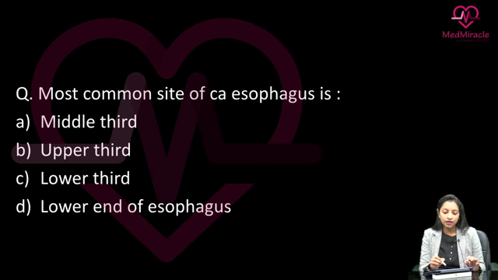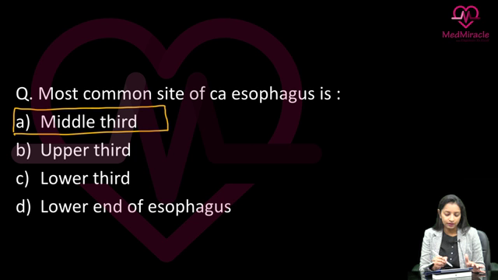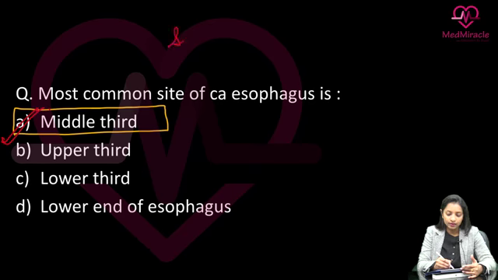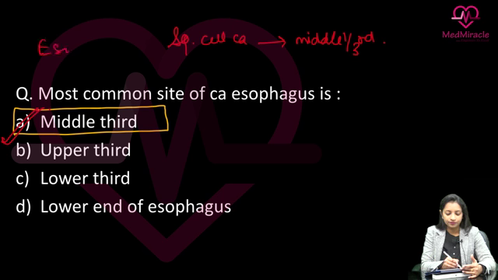So, most common CA of esophagus is squamous cell carcinoma, we've already read. So, the most common site is the middle third. So, answer to this question is middle third. Most common site of CA esophagus is the middle third. So, squamous cell carcinoma occurs most commonly in the middle 1/3 of esophagus. And adenocarcinoma occurs in the lower 1/3.